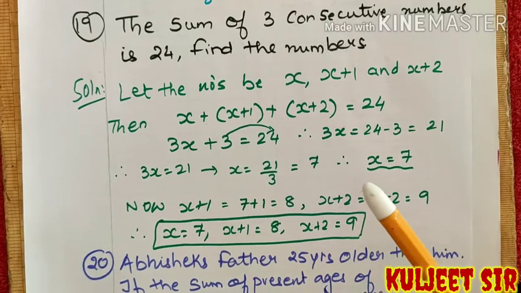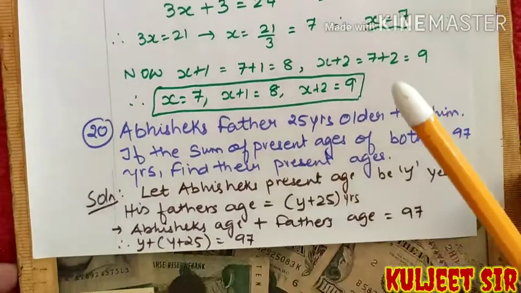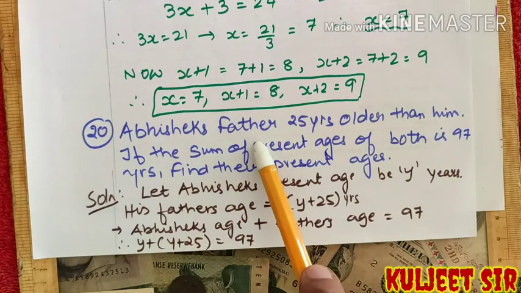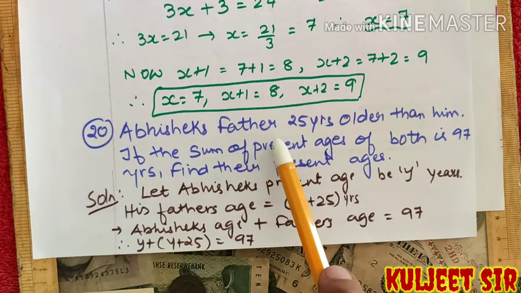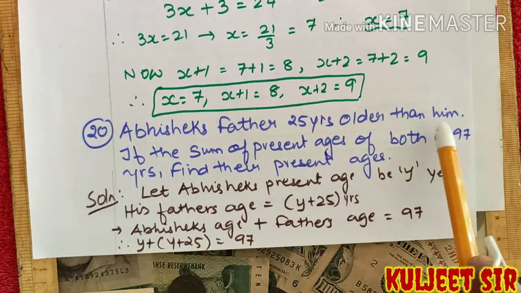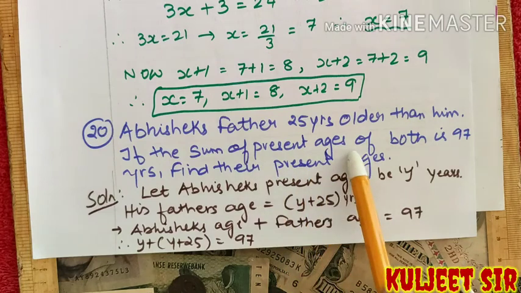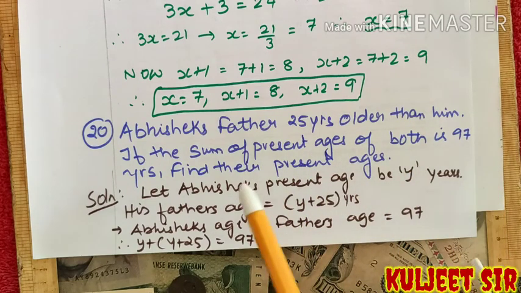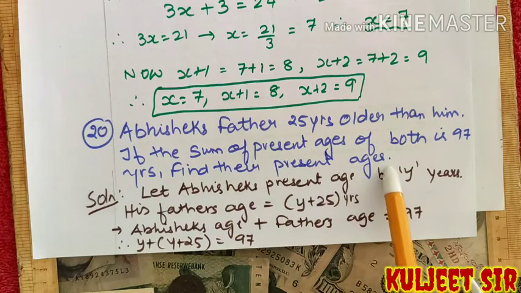Now moving down to the last sum. The last sum reads as: Abhishek's father is 25 years older than him. If the sum of the present ages of both is 97 years, find their present ages.